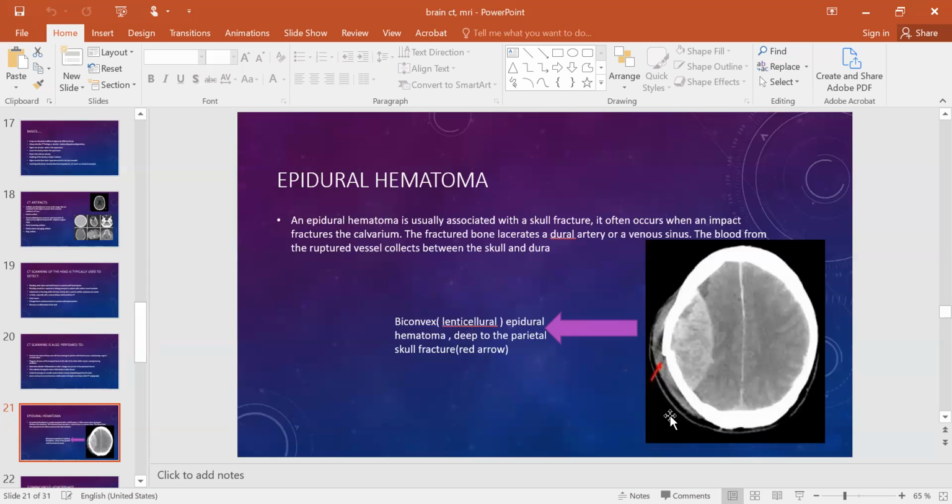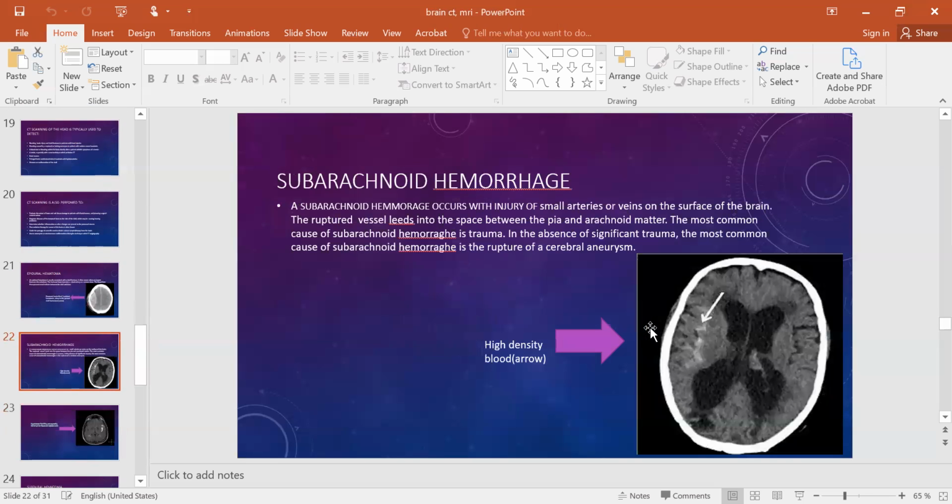So we call this soft tissue swelling because of trauma again. Subarachnoid hemorrhage. Subarachnoid hemorrhage occurs with injury of small arteries or veins on the surface of the brain, and the ruptured vessel leads into the space between the pia and arachnoid matter. The most common cause of subarachnoid hemorrhage is trauma. In the absence of significant trauma, the most common cause of subarachnoid hemorrhage is the rupture of a cerebral aneurysm.